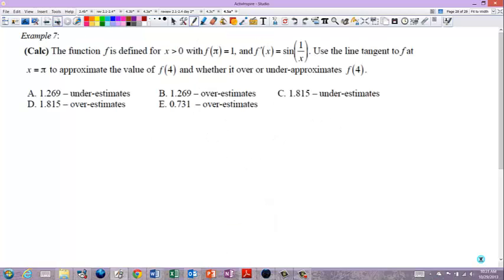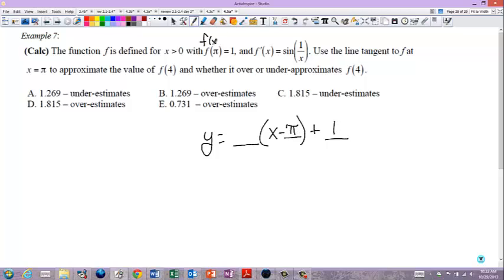The last one, is this the last one? No, there's 2 more. The function f is defined for x greater than 0 with f of pi equals 1 and f prime of x equals sine of 1 over x. Use the line tangent to f at x equals pi, so a line tangent with f, y equals blank, x minus blank plus blank. Pi, 1, it gave us that.